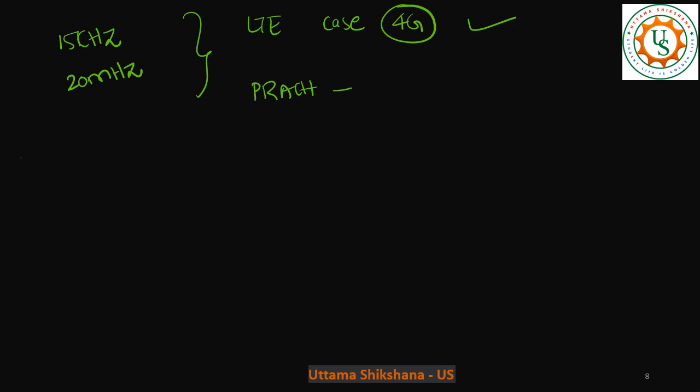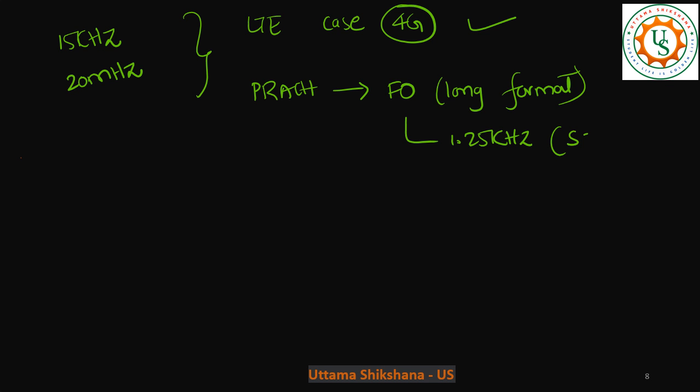An example of 15 kilohertz subcarrier, 20 megahertz bandwidth, right? I will just go for the LTE case for now, or 4G. You can similarly calculate for 5G. I will take format 0. This is a long format, and its subcarrier spacing is actually 1.25 kilohertz. This is subcarrier spacing, SCS, and this is the bandwidth.